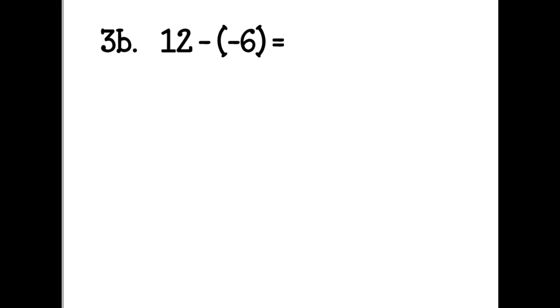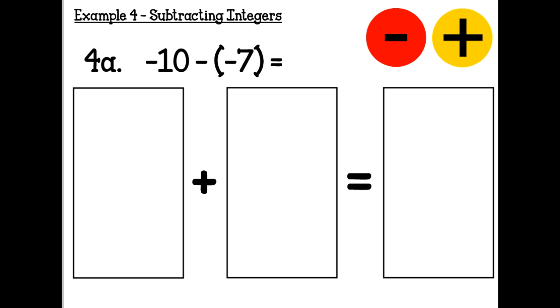We have 12 minus negative 6. So we add the opposite. We change it to addition, and we change it to the opposite. So it's 12 plus a positive 6. So 12 plus 6, we know how to do that. That gives us 18. Or you could look at, you're adding the absolute value, and since they're both positive, it's a positive answer, and that is 18. Here we have negative 10 minus a negative 7.